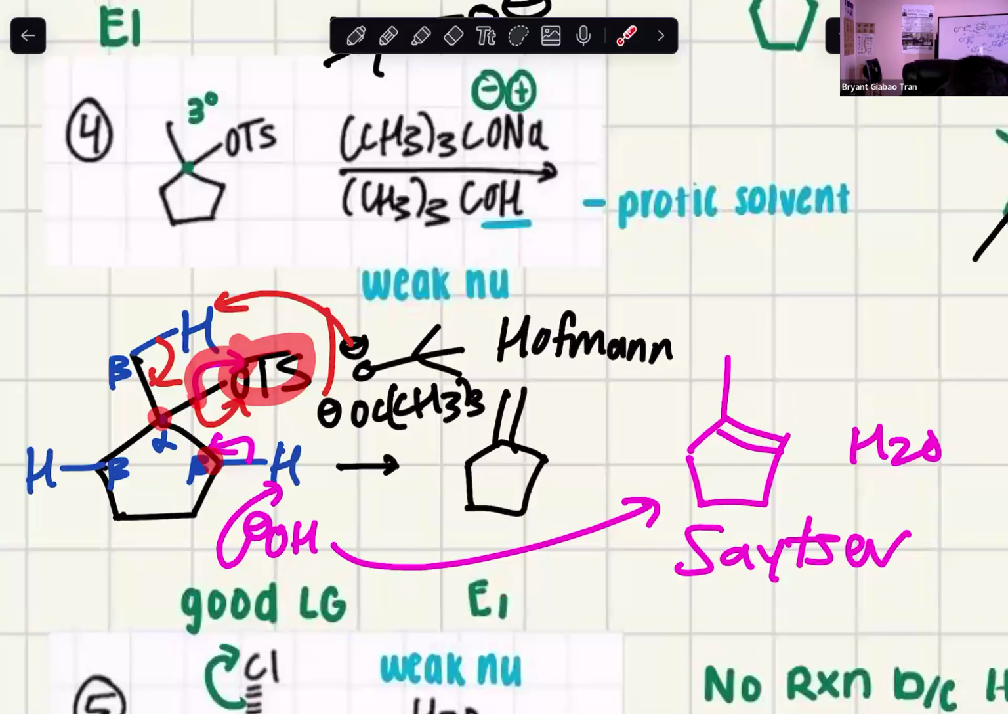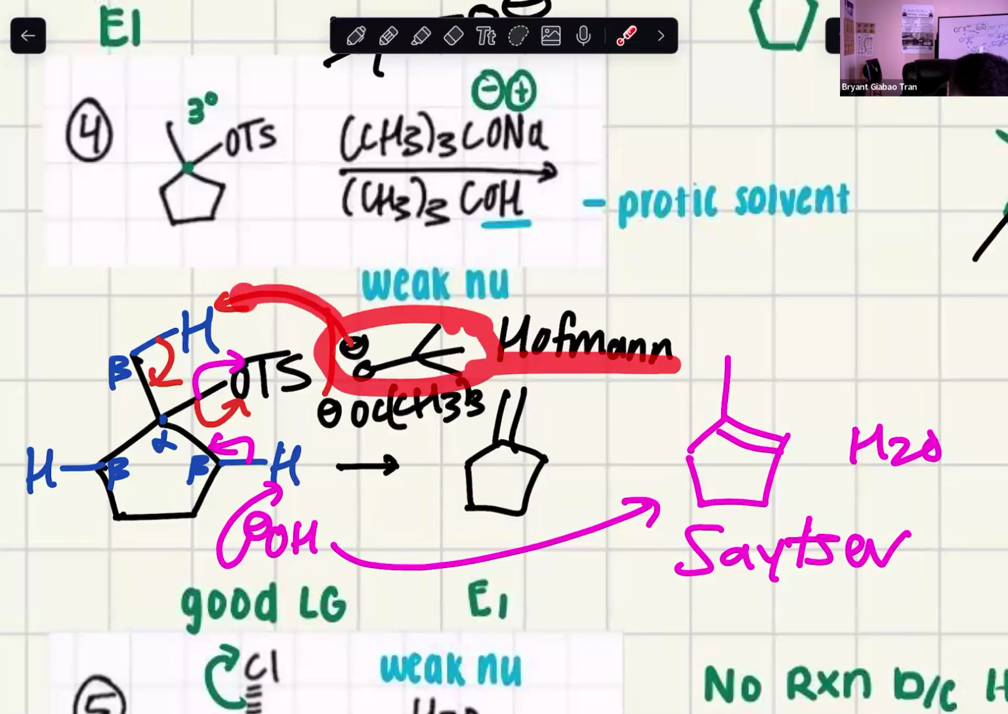at the same time. So in E2 reactions, 3 arrows happen at the same time. The first arrow is to grab the H. The second arrow is to make the double bond. The third arrow is to kick out the leaving group. All those 3 arrows happen at the same time for E2 reactions. If we look at the Hofmann using the bulky base, that's going to grab the hydrogen that is the least substituted, which is this hydrogen here, make a double bond between the alpha and beta carbon, and then kick out the leaving group. All those 3 arrows happen at the same time.